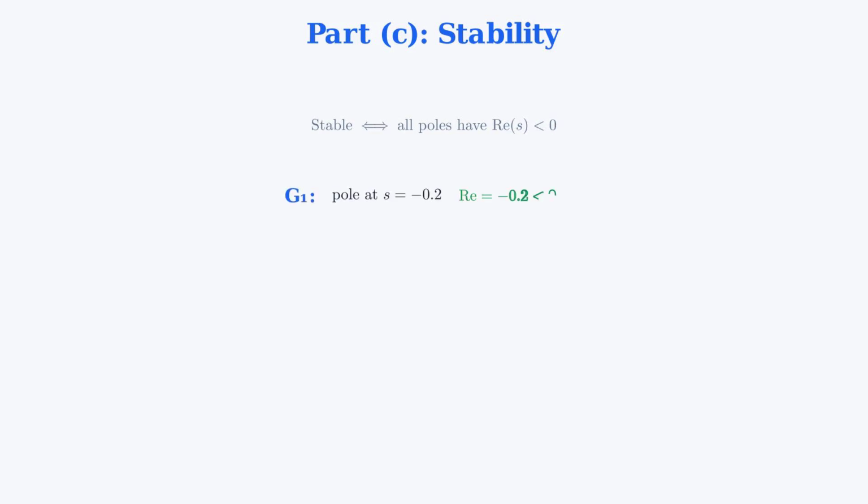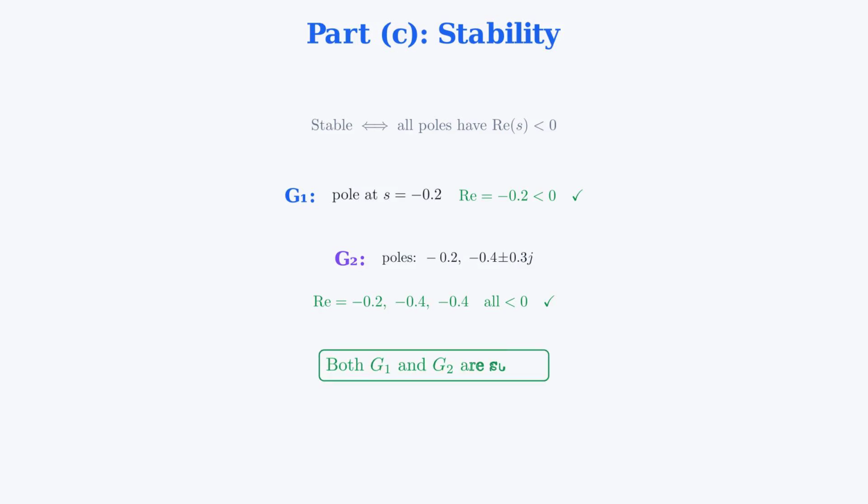Part C. Check stability. A transfer function is stable if and only if all poles are in the open left half plane, meaning all poles have strictly negative real parts. For G1, the only pole is at s equals -0.2. Its real part is negative, so G1 is stable. For G2, the poles are at -0.2 and -0.4 plus or minus 0.3j. All three have negative real parts, so G2 is also stable.